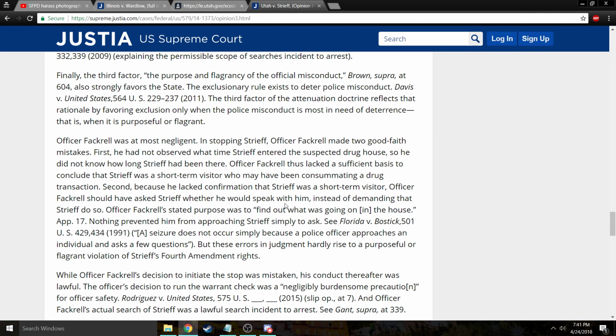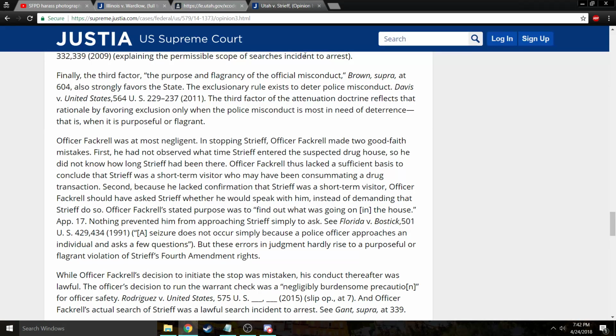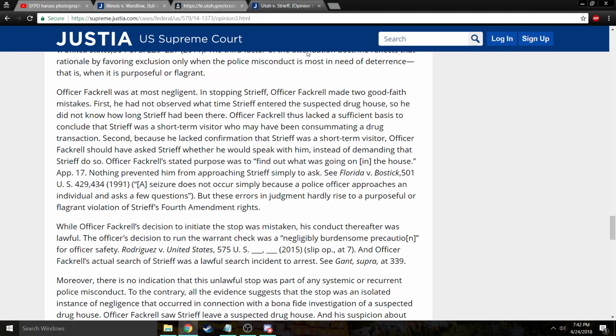And because he didn't have reasonable suspicion to make the detention, he should have asked Streif. But if he just asked Streif, he wouldn't have got the ID, because if he didn't have reasonable suspicion to make a detention, he didn't have the right to demand the ID. It's a terrible decision. I hate this decision.